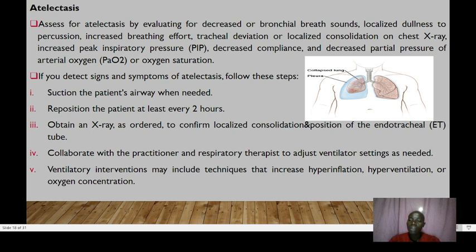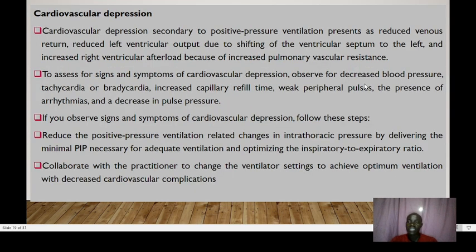As a nurse, you have to collaborate with the physician and the respiratory therapist to adjust the ventilator settings as needed. And the ventilator interventions you apply have to include techniques that will increase hyperinflation, hyperventilation, and oxygen concentration. Remember, atelectasis is a collapsed lung. All right.